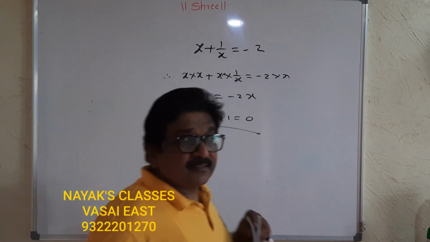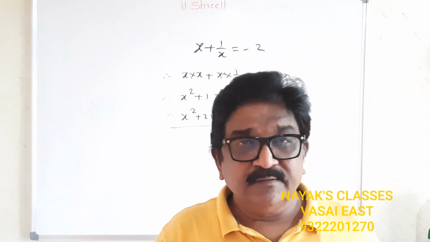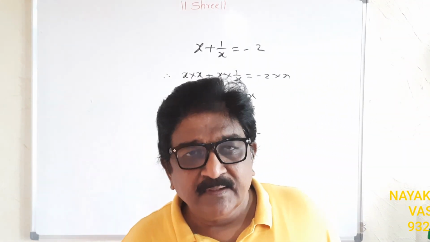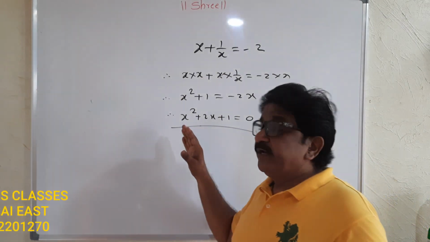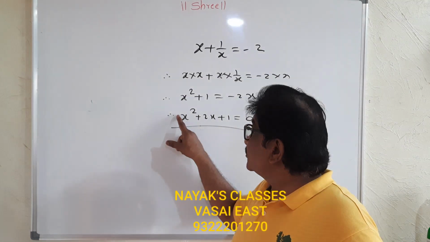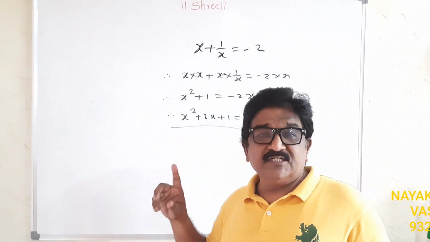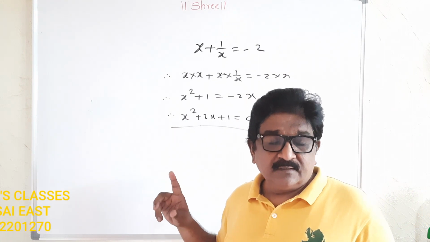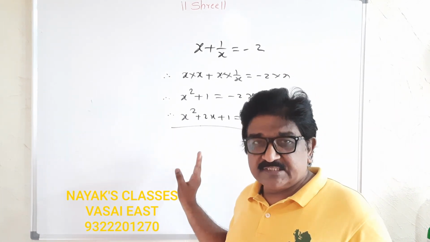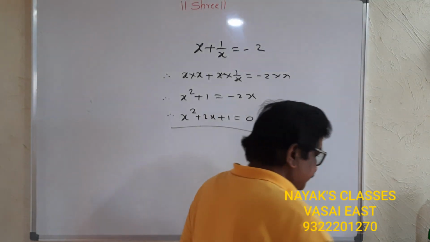You can check this equation follows all the rules. The degree must be 2. Then there is no negative index or negative degree. And the first coefficient does not have 0 as its coefficient. So this is a quadratic equation.